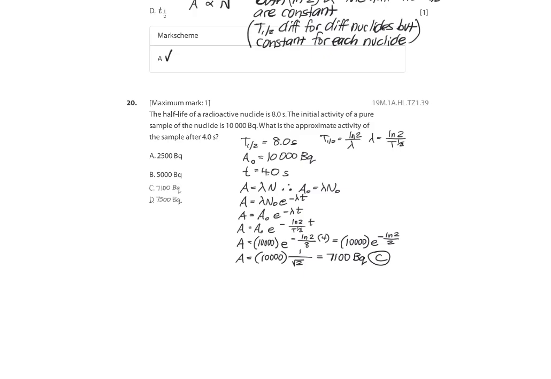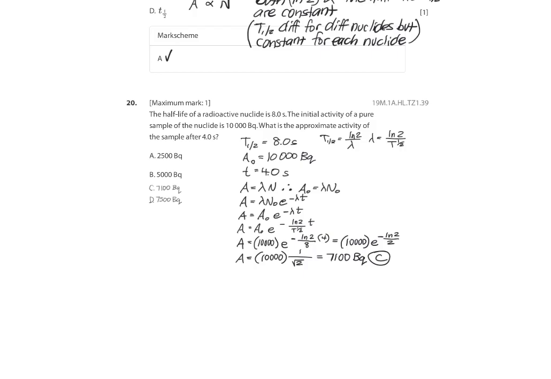Okay, so for number 20, things we know: the half-life is 8 seconds. We know the original activity is 10,000 becquerels, and it wants to know the activity at 4 seconds. Well, the half-life is 8 seconds, so 4 seconds is half of the half-life, but it doesn't really work that way. You can double the half-life to get a quarter of the activity or of the sample, but 4 seconds going back up the curve doesn't really work that way.